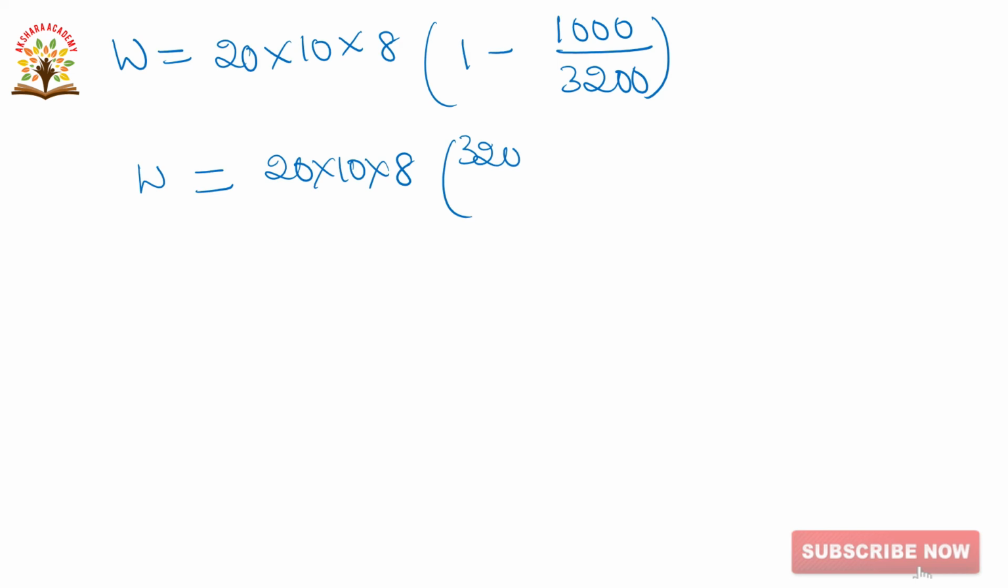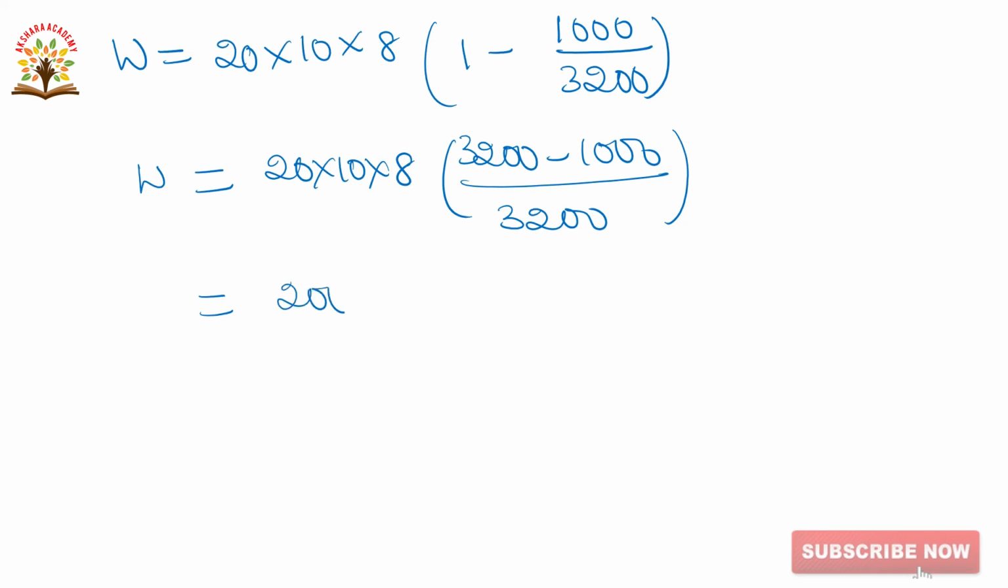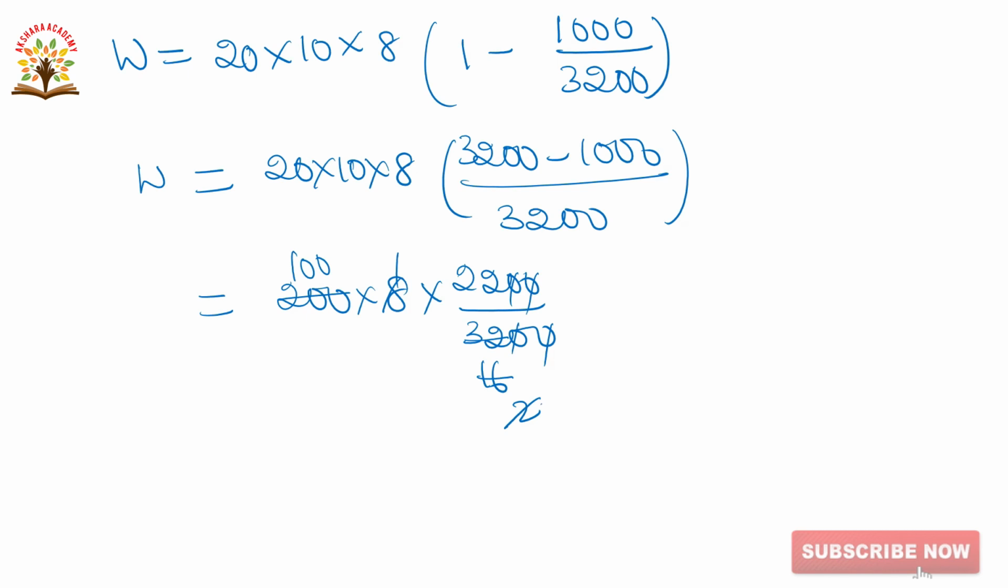So that is equal to 20 into 10 into 8 of, taking LCM, 3200 minus 1000 by 3200. So we are getting 20 into 10, 200 into 8 into 2200 by 3200, the zeros cancel. Here 2 ones are 2, 200 into 8 is 1600, 2 ones are 2, so 11 into 100, 1100 joules.